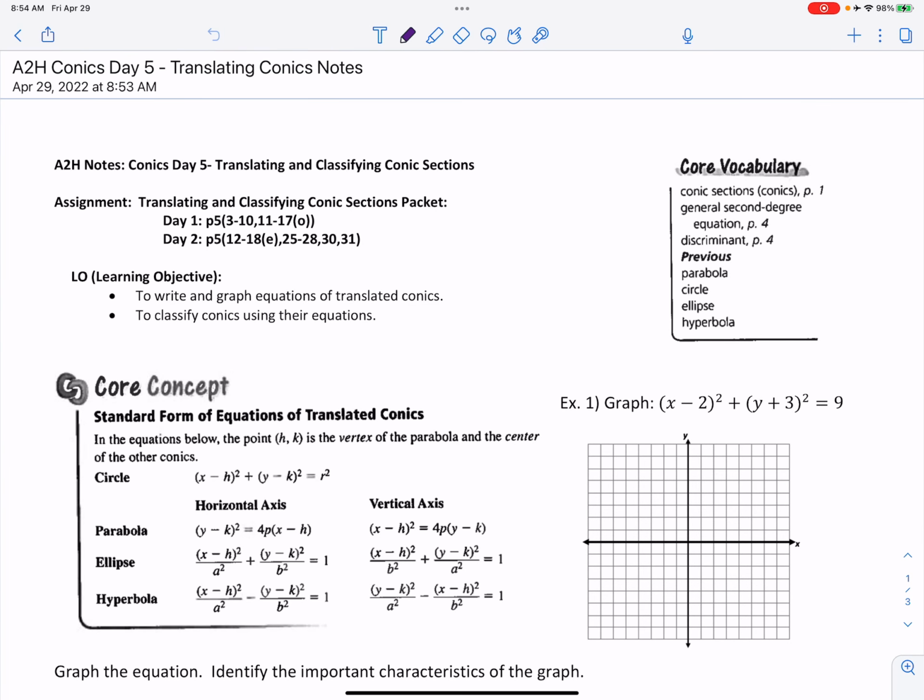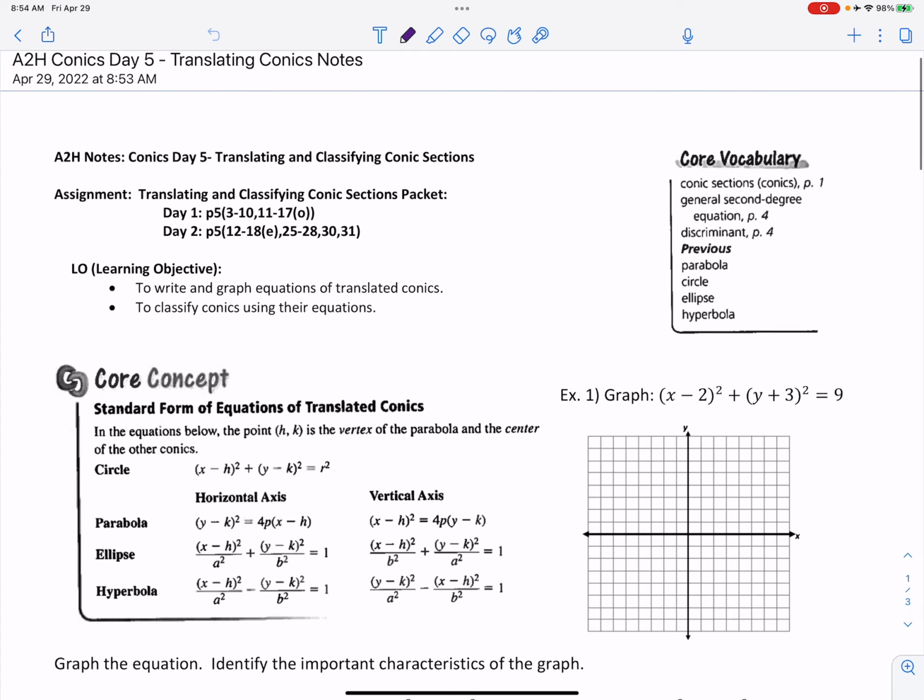Algebra 2 Honors, Conics Day 5, Translating Conics. We are going to be shifting the center of the ellipse and the hyperbola, and we have a few examples on that, and then you've got some homework on it.